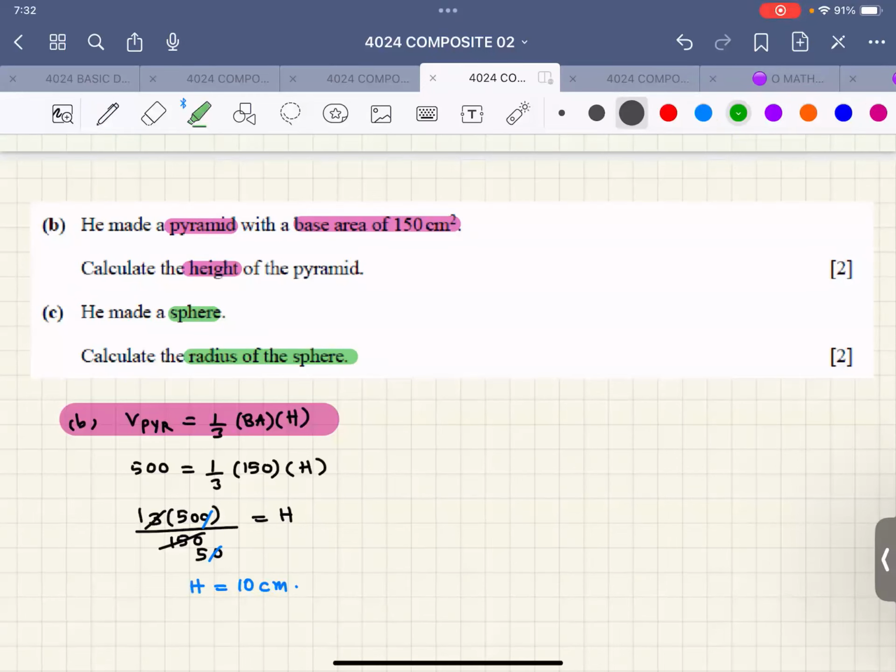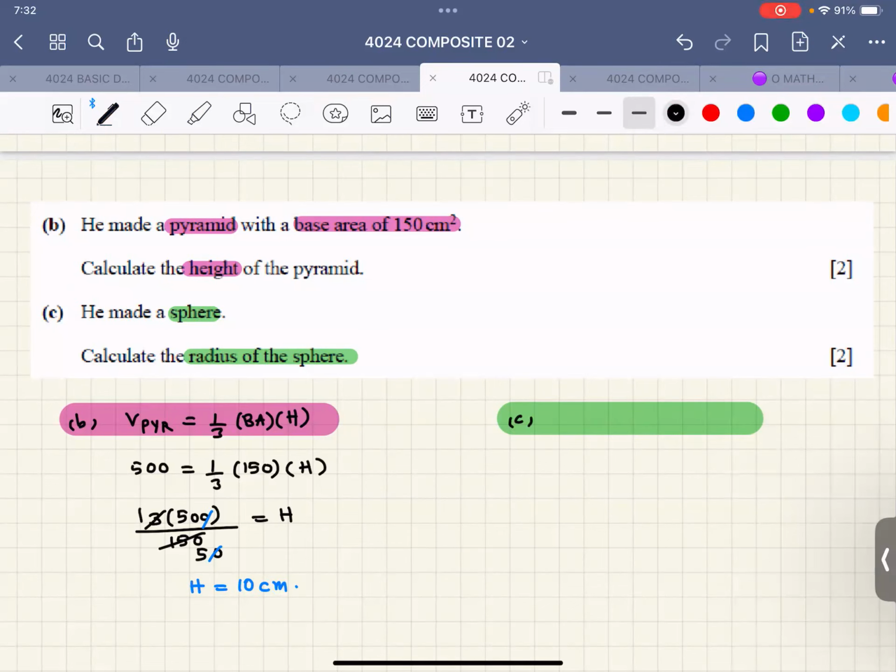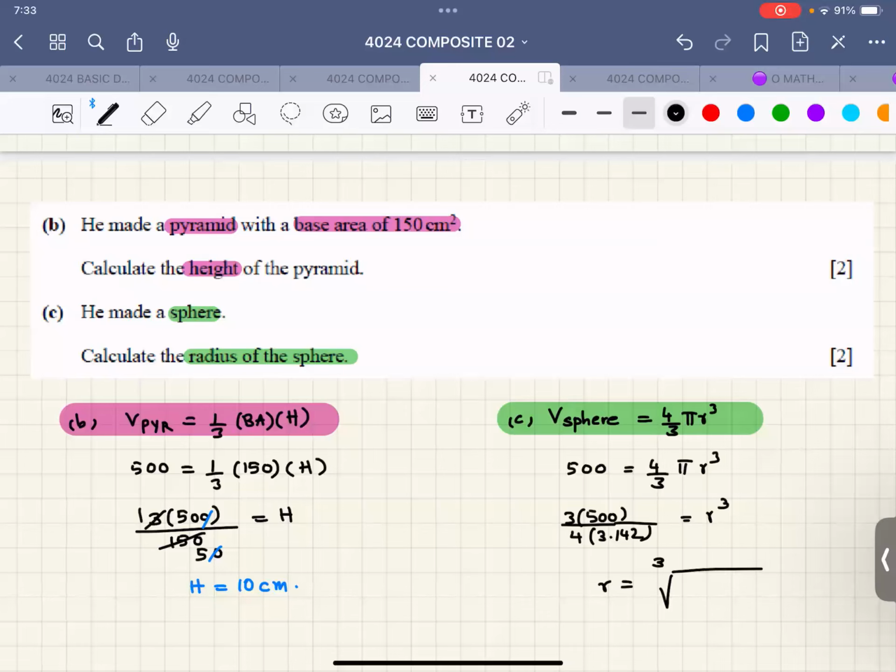Now, let's talk about the sphere. So part C, that is for the sphere. Volume of sphere, that is 4 over 3 pi r cube. Volume of sphere is again 500. That's 4 over 3 into pi r cube. So therefore, 3 into 500 divided by 4 into pi, 3.142. This comes out to be r cube, and then we make r the subject. That is cube root of 1500 divided by 4 into 3.142, and then you get the answer.